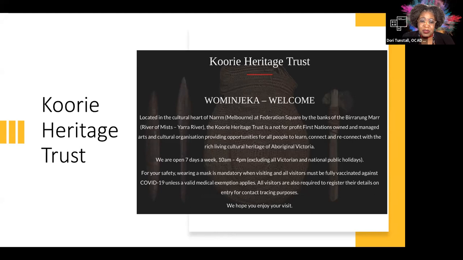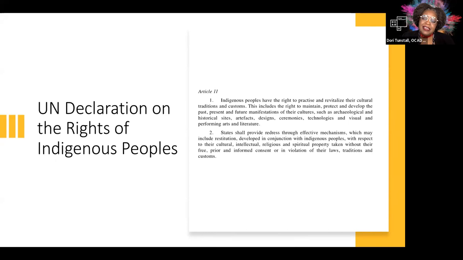And what's been really important in the ability for the Koori Heritage Trust to move from King Street, which was on the periphery of the city in many ways, to Federation Square, which is the heart of the city, was their active use of the UN Declaration on the Rights of Indigenous Peoples, and particularly Article 11. This allowed them to pressure the state government, the Australian federal government, as well as the local city of Melbourne government to provide resources to better support the revitalization of Koori heritage, the protection of Koori heritage, and, again, to perform redress.